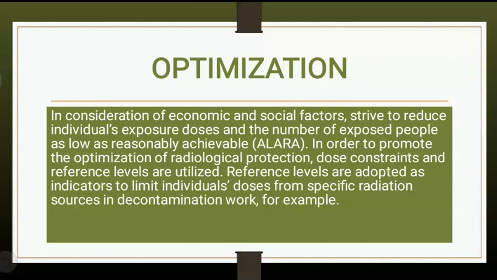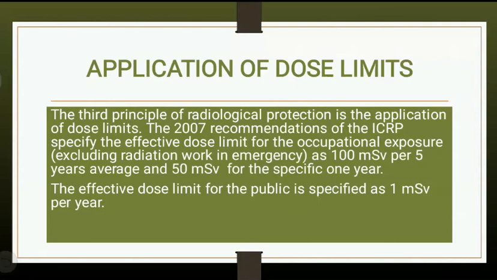Okay. Next, the application of dose limits. The third principle of radiological protection is the application of dose limits. The 2007 recommendation of the ICRP specified that the effective dose limit for occupational exposure, excluding radiation work and emergency, is 100 millisievert per 5 years, or 5-year average, and 50 millisievert for a specific 1 year.